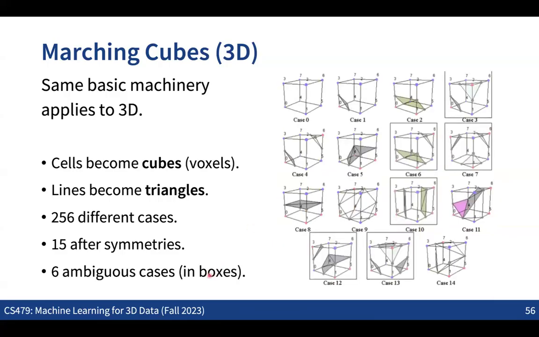And there are also some cases where we have ambiguity. If we have ambiguity, then we can consider increasing the resolution, basically dividing these 3D voxels into smaller cells, or we can randomly choose one of the ambiguous cases. So this is the simplest idea in terms of how we convert the voxels into a mesh.